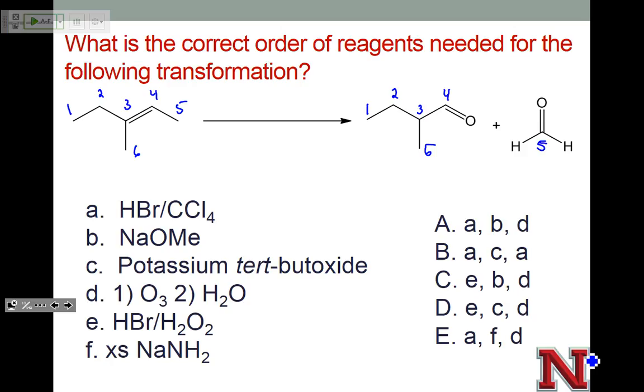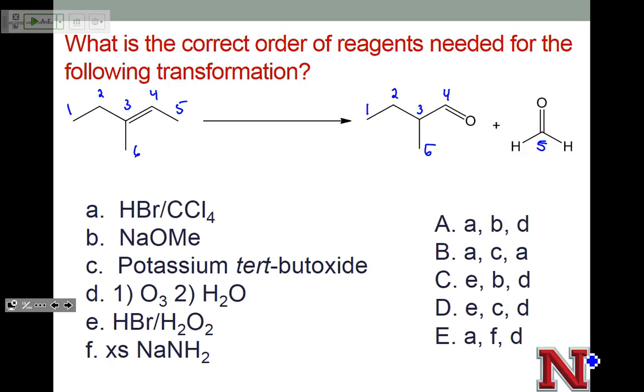Notice what happened. What did we do? We broke the bond between carbons 4 and 5. And we broke the bond between carbons 4 and 5 by forming a carbon-oxygen double bond and another carbon-oxygen double bond. What reaction did we talk about that does that? Oh, ozonolysis. Ozonation, yeah, but it's ozonolysis. But that's where you're going. So, reacting with our O3.